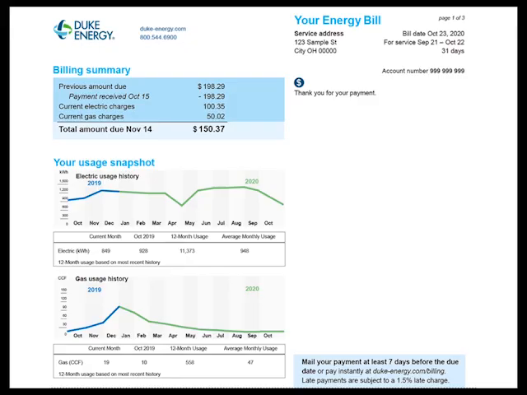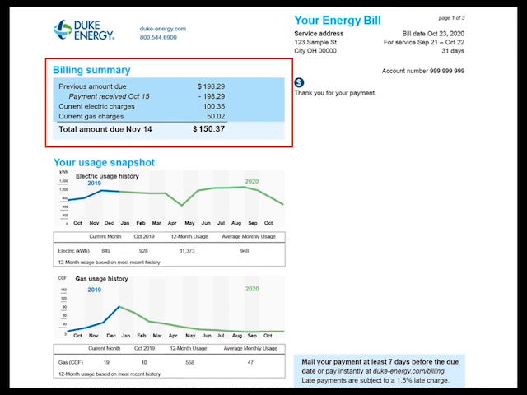All right, now let's take a look at a utility bill. Whether you receive your bill in the mail or you access it through Duke Energy's online portal, you can always find a bill that looks similar to the one we're about to review. The top of the first page of your Duke Energy bill contains a variety of information, like your service address and the billing period details.